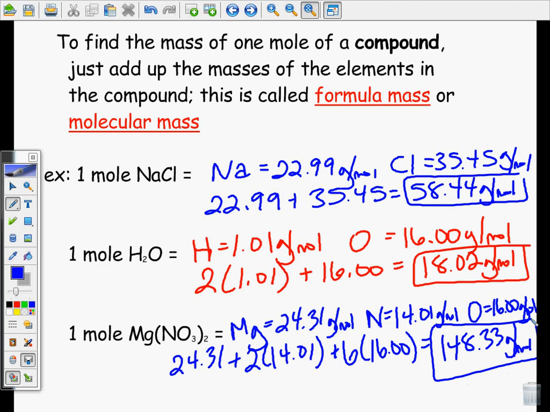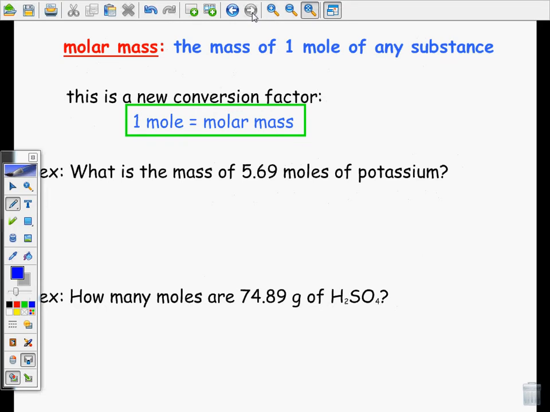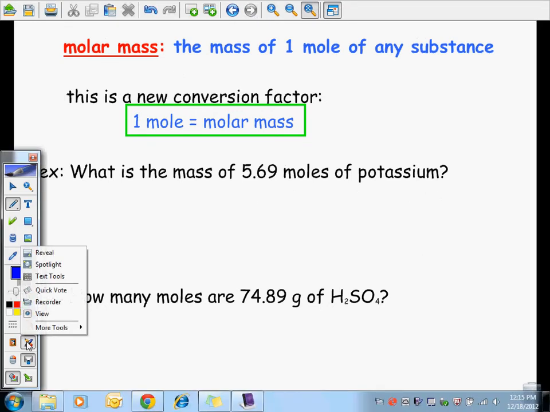Now this can become our new conversion factor because that's the amount in 1 mole. What if I want 5 moles? Or what if I have 100 grams of water and I want to know how many moles that is? We're going to use it as a conversion factor.